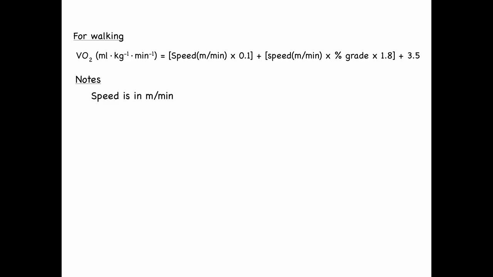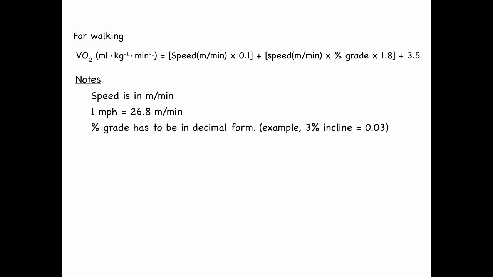Need to note that speed here is in meters per minute. Most treadmills give speed in miles per hour, so we'll have to do a conversion. And that conversion is: 1 mile per hour is equal to 26.8 meters per minute. And the percent grade is always in decimal form. So a 3% incline is put into the formula as 0.03, not as 3. Otherwise you'll get a very large VO2.